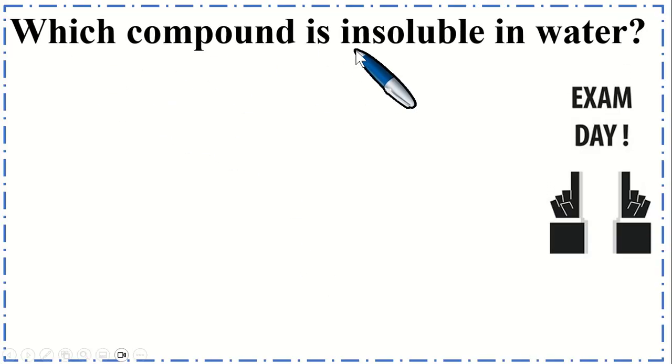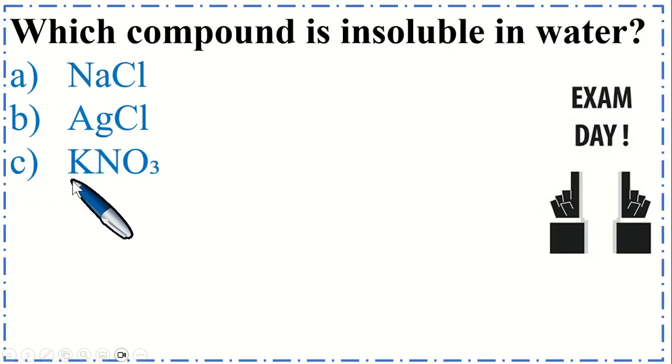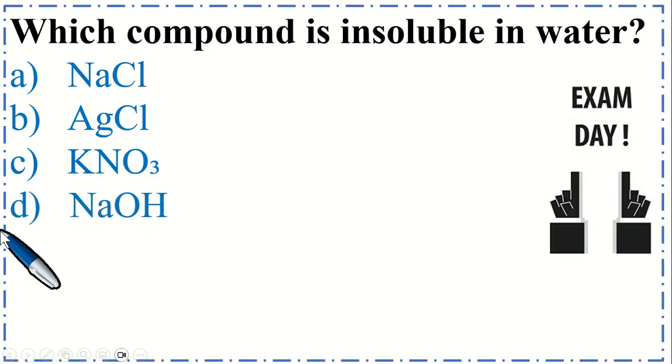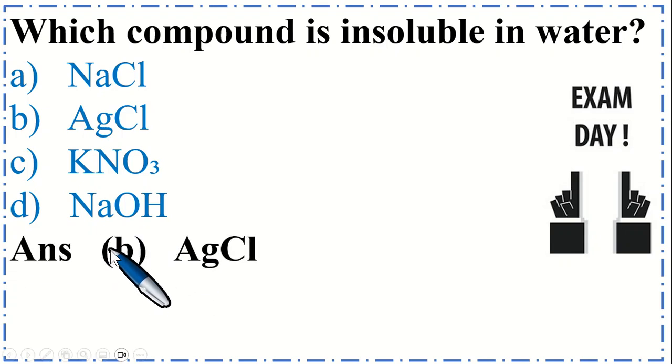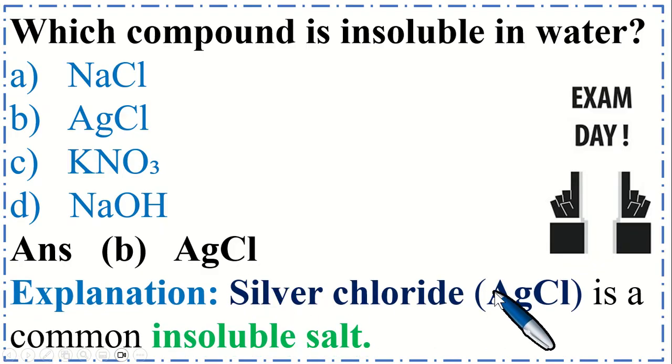Which compound is insoluble in water? Option A NaCl, B AgCl, C KNO3, and option D NaOH. So the correct option is B AgCl. Silver chloride is the most common insoluble salt.